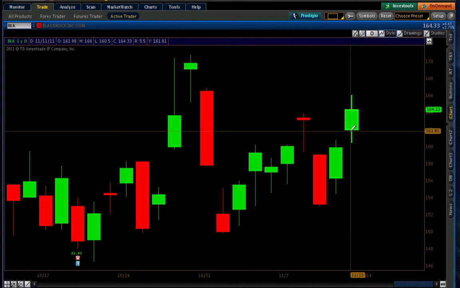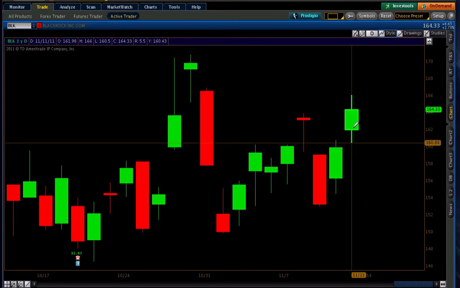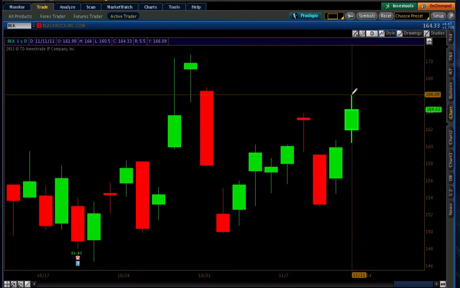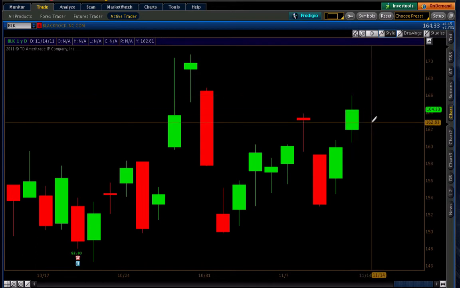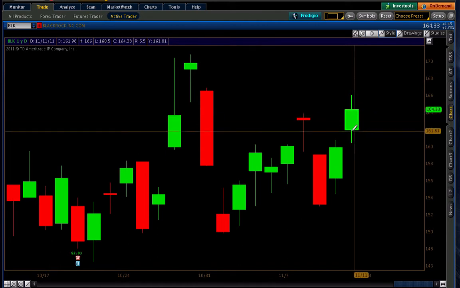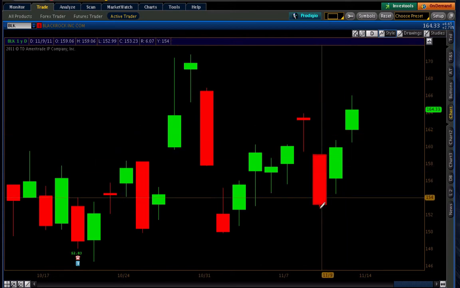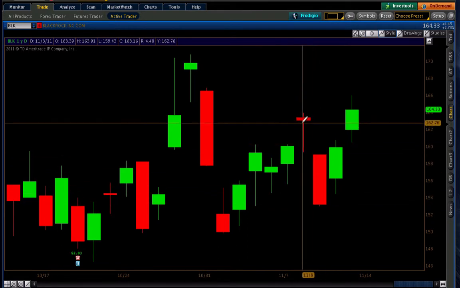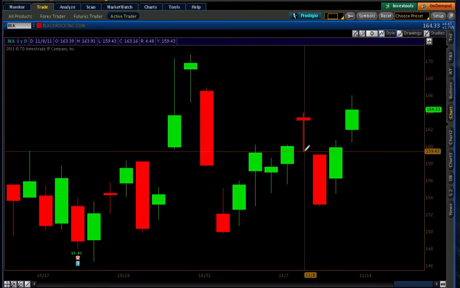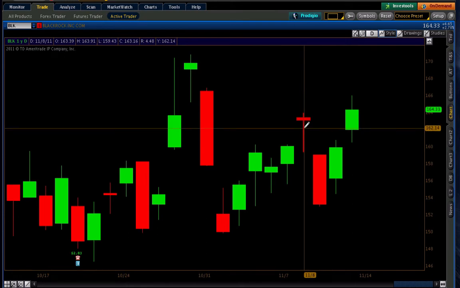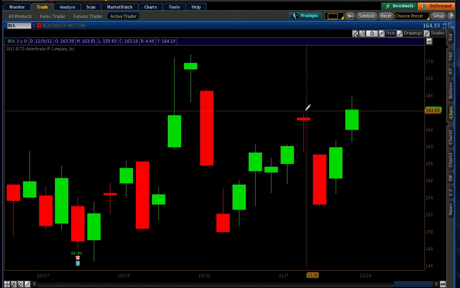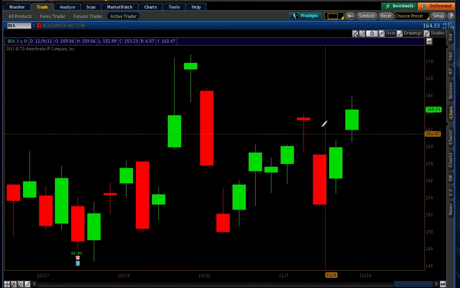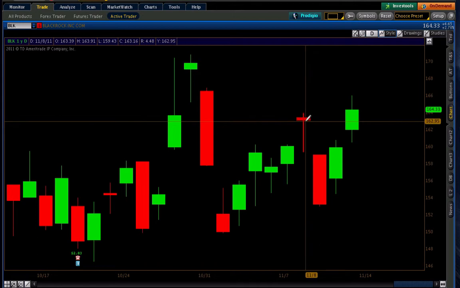Now right here, from here down to here is called a wick, and from here to here is called a wick. Now the body of the candle is from here down to here. That is the solid green, or the solid red, from here to here is called the body. Now this right here is considered a long wick. And this candle here was a down day because we opened up here, we traded the high of here, we traded a low, and then we closed lower than where we opened, so it's a red candle.